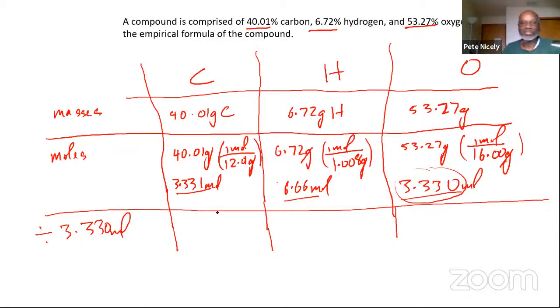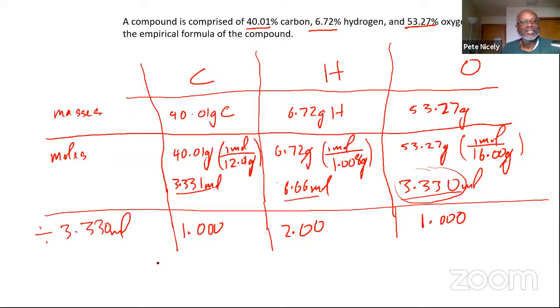So let me do it on my calculator. 3.331 divided by 3.330. According to my calculation, this gives you 1.000. And let me do 6.66 divided by 3.330. According to my calculation, that gives you exactly 2, but of course you have to make sure you round off to 3 sig figs. And then finally, that divided by itself will give you 1. So I'm just going to put 1 right here, right?